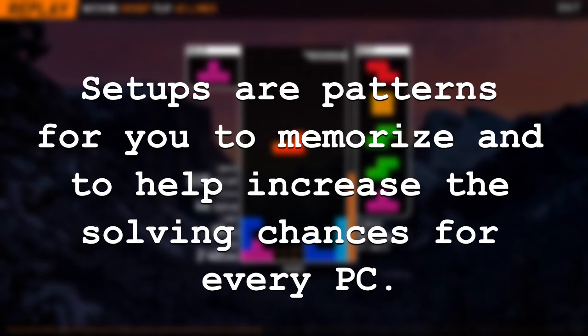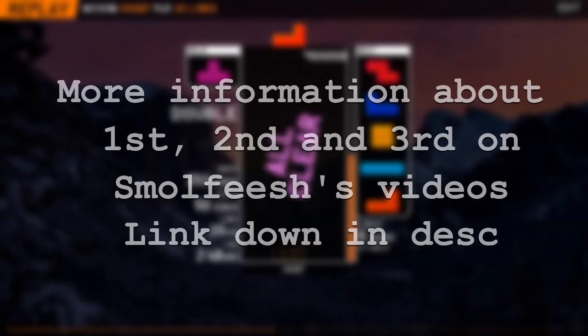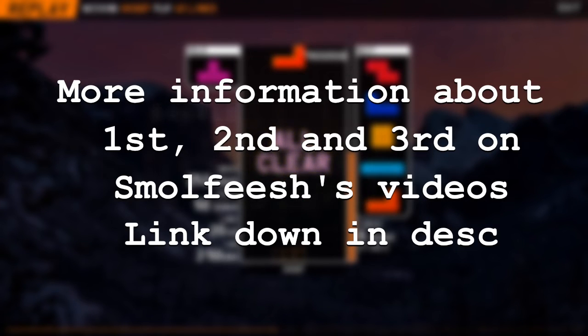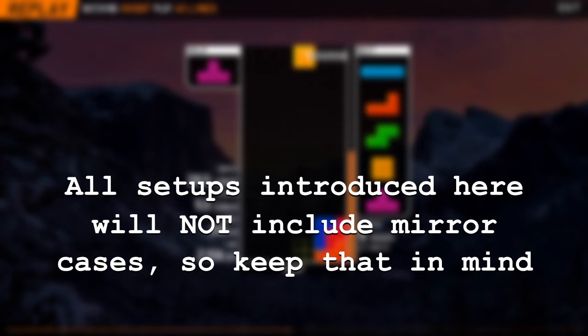Setups are patterns for you to memorize and help increase the solving chances for every PC. I'm going to briefly talk about setups for all 7 PCs. There is more information on Small Fish's channel about 1st, 2nd, and 3rd PCs. All setups introduced here will not include mirror cases, so keep that in mind.